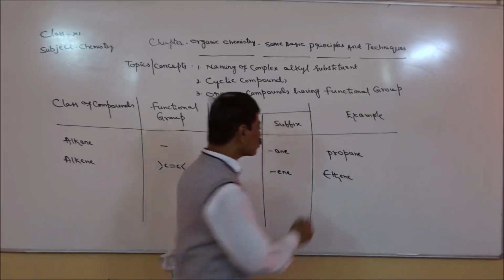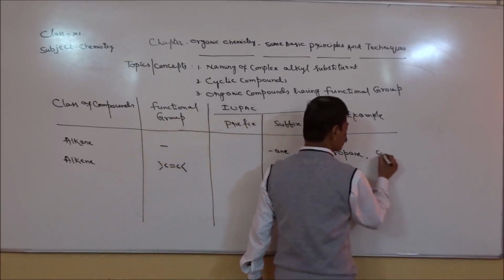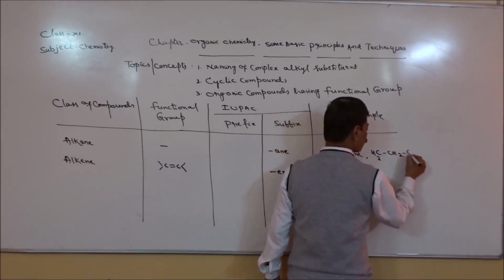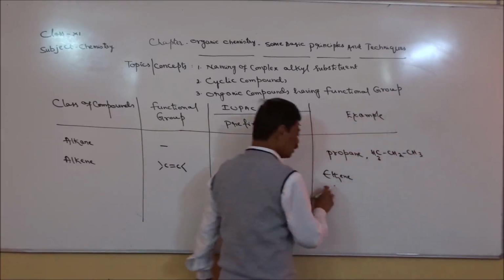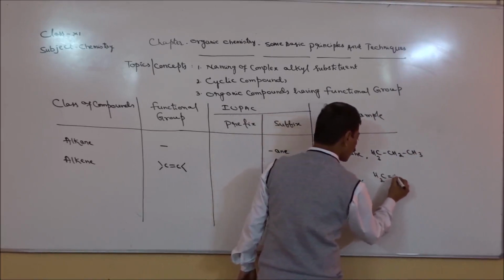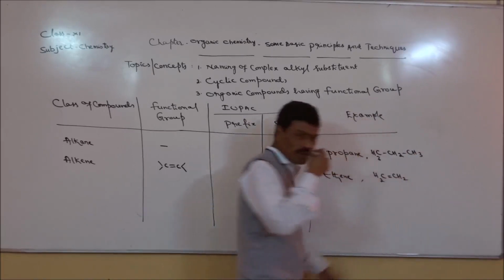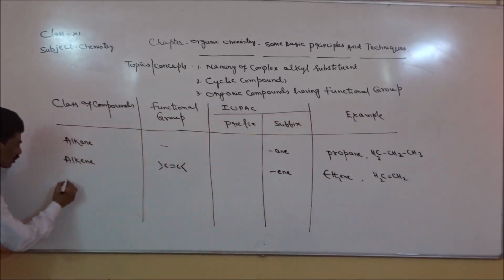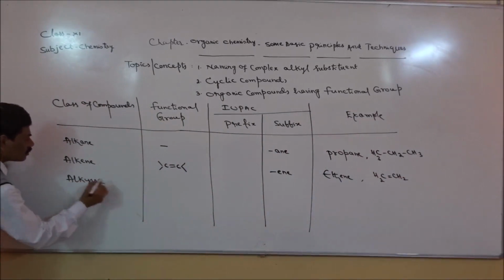Right? So propane, CH3, CH2, CH3. Here ethene, CH2 double bond CH2. We can go for butene, pentane, hexane, and so on. Next is alkyne.